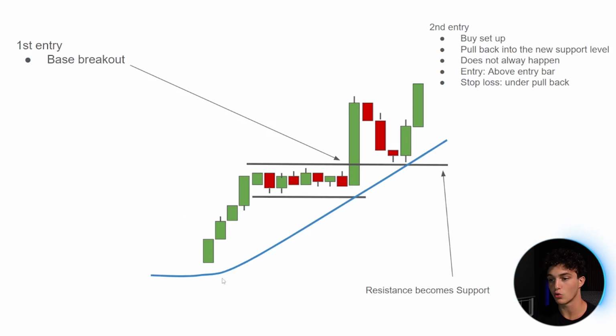And notice how the 20-day period moving average is actually close to price both times. It's close to it on the initial entry and it's close to it on the secondary entry. So you would enter this trade either through the base breakout, have your stop loss down here, or you can enter it on this buy setup. You have your entry above this entry bar, your stop loss at this new support level, and now you can enter the trade. So that's basically as simple as that. There's multiple opportunities in the market, so you could capture this twice.